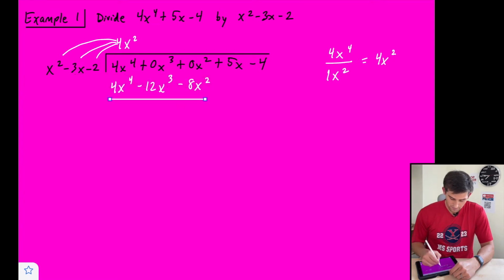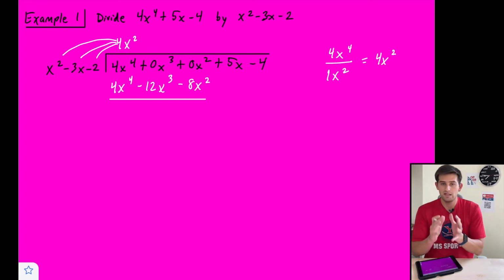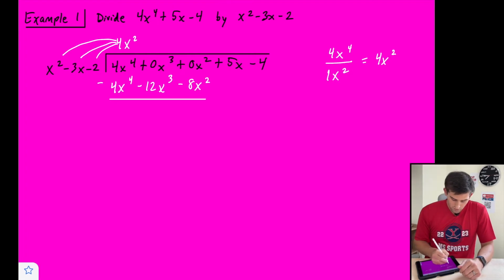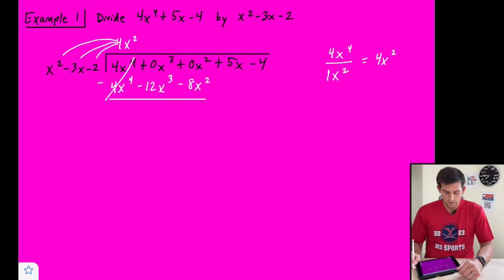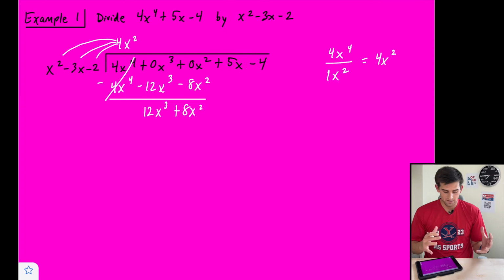I know we have 5x and negative 4 still on the right side, but we don't need those yet, so we're not going to bring them down until we need them. Let's subtract here. That term is going to go away. Now we have 0 minus negative 12x cubed. Be careful with your subtraction. That's probably where most students are going to make mistakes. This is going to turn into a positive 12x cubed, and 0x squared minus negative 8x squared, so plus 8x squared. Now we're going to start this process over again.